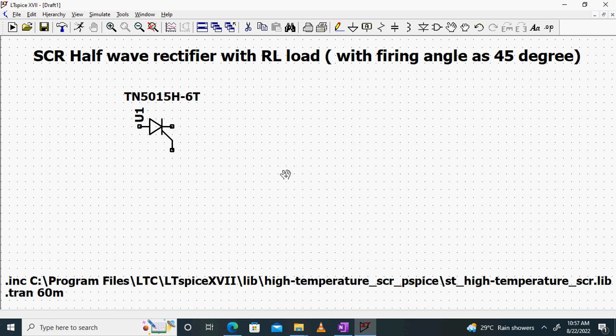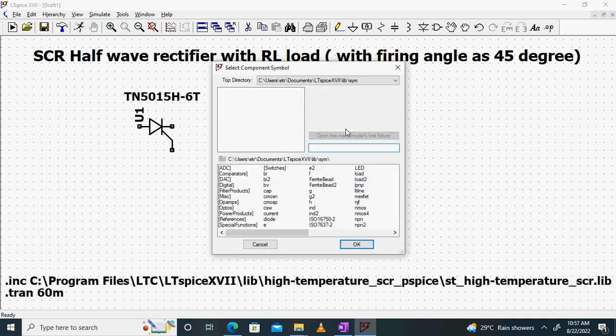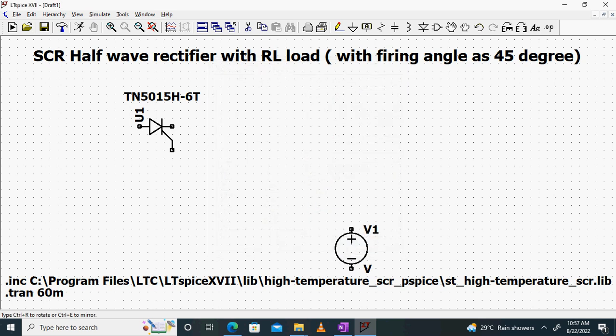So in the last video of SCR half wave rectifier with resistive load, I told you all how to add a model file of SCR, right? So kindly refer to that video if you have not watched it to add the model file. I've already done that and now I'll be building the circuit. I've already selected the SCR. Now I'll go to library and type voltage. I require two voltage sources, one for the anode and one for the gate. So I'll place one over here and another one over here.